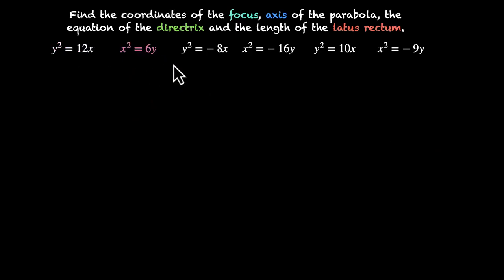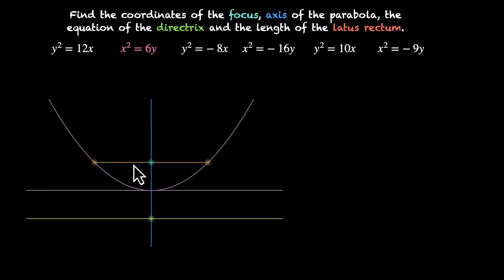Now this doesn't open to the right or left. It's an upward parabola, so it opens like this. To figure out these values, let's write this in terms of 4ay. x square equals 4ay. A becomes 1.5, since 6 is 4 times 1.5. So a is 1.5, and with a as 1.5, we can figure out the focus.